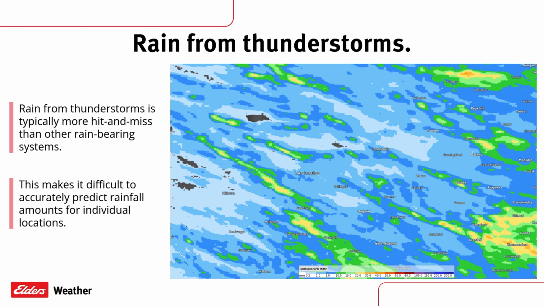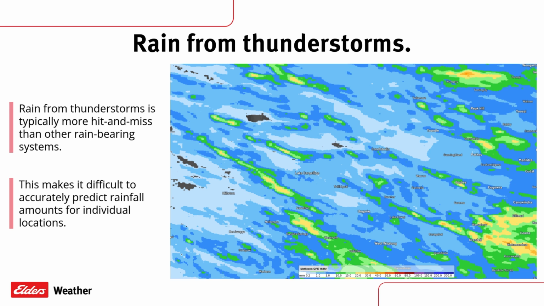Now, rainfall from thunderstorms is one of the harder things to predict anywhere in the world, and that's because unlike big, broad rain-bearing systems where the rain affects a large region at roughly the same intensity, thunderstorms cause more hit and miss type rainfall, where if you are directly under a thunderstorm's path, you'll get heavy rain, but even if you're just a few kilometres away from that thunderstorm, you may see very little or no rainfall at all. And this makes it very difficult to accurately predict the rainfall from individual thunderstorms for individual locations.